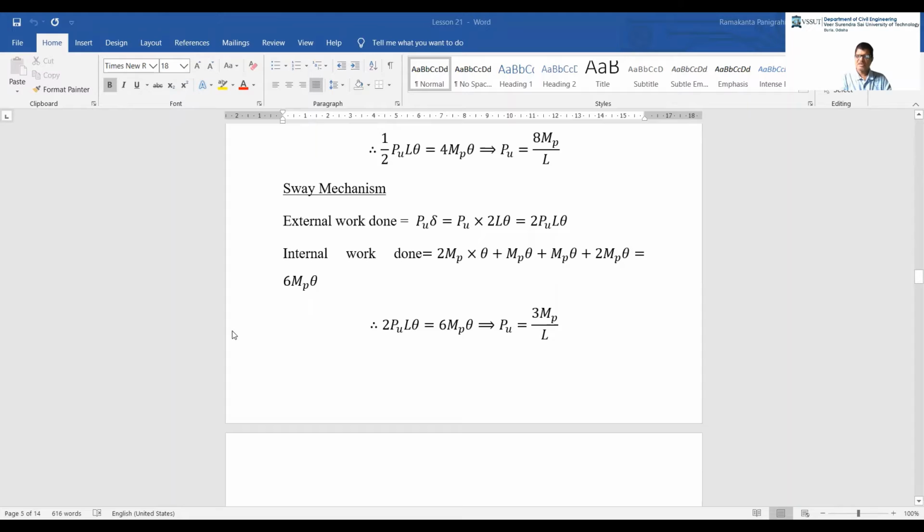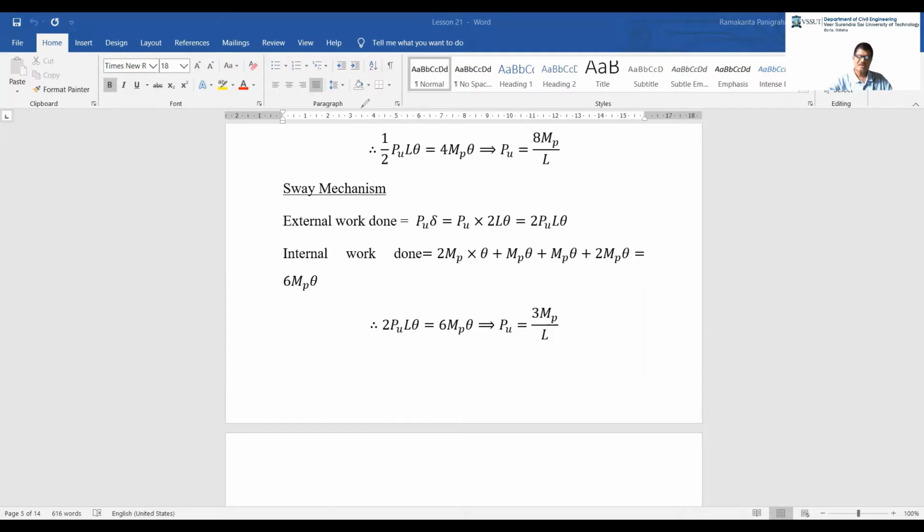What we have discussed, the same thing has been written here. So P into delta, and this is 6 MP theta, so P = MP by L. Now we have got 8 MP by L by the beam mechanism, and on sway again 3 MP by L. Now we combine both of these two and see the result for this combined mechanism.